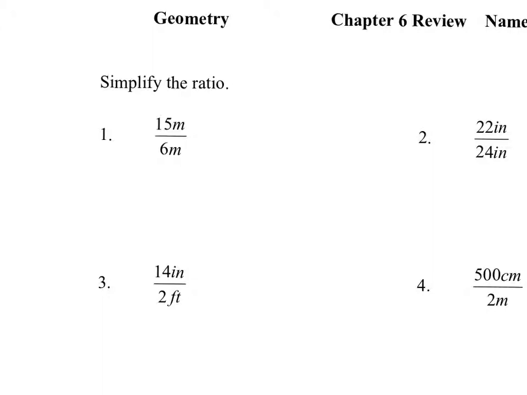So we started off Chapter 6 with talking about ratios, like these first four problems. And when you have a ratio, you usually want to be comparing the same units. So if we compare 15 units to 6 units, and both of those are meters, the meters are just going to cancel out. So we have 15 over 6. You just want to reduce that as much as possible. I can divide both of those by the same number, and you divide them both by 3. So then you get 5 over 2.